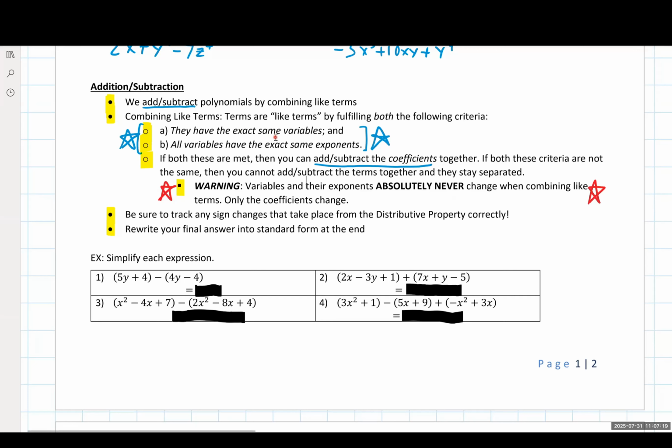Now, the big warning also, and again, similarly to these ones being rules that we want to have written down, big warning to everyone right here. When we are combining like terms, meaning adding or subtracting terms together, variables and their exponents absolutely never, ever change when we are combining like terms. It is only the coefficients that will change, either increase or decrease.